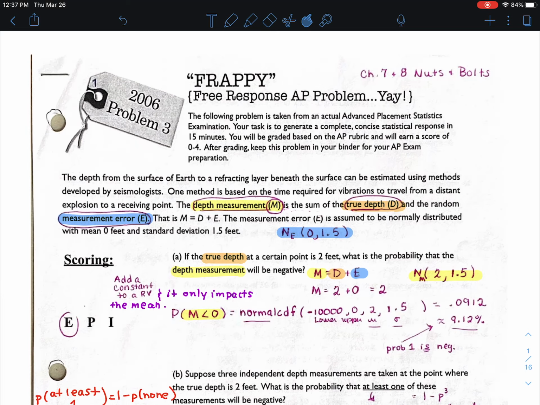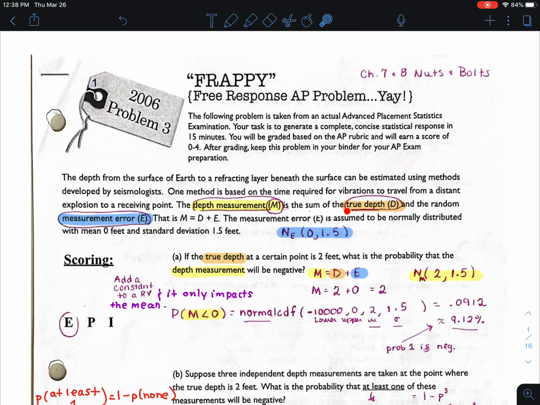So on this one, this is talking about the depth from the surface of the Earth to a refracting layer beneath the surface can be estimated using methods developed by seismologists. One method is based on the time required for the vibrations to travel from a distant explosion to a receiving point. Now, I tried to color code some things here to make this a little bit easier. Everything in yellow is representing what's called the depth measurement M, and that's calculated by taking the sum of the true depth, D, and the random measurement error, E.